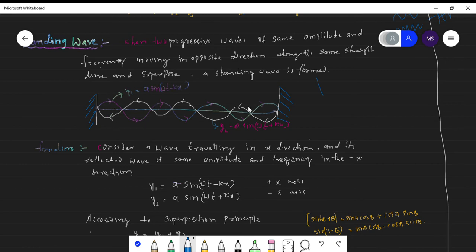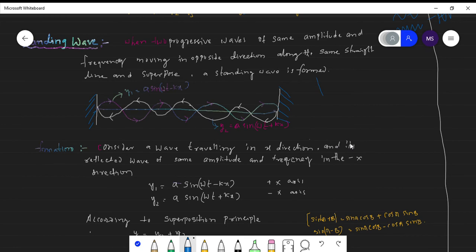If they are moving opposite to each other, when they are superimposed along the straight line, we can get the standing wave. Here y1 is equal to a into sin(ωt − kx), and y2 is a into sin(ωt + kx). Here the frequency ω is the same, and the amplitude is also the same. Here one is traveling along the x-axis, and the other is traveling in the opposite direction. When they are superimposing with each other, we can get the standing wave or the stationary wave.